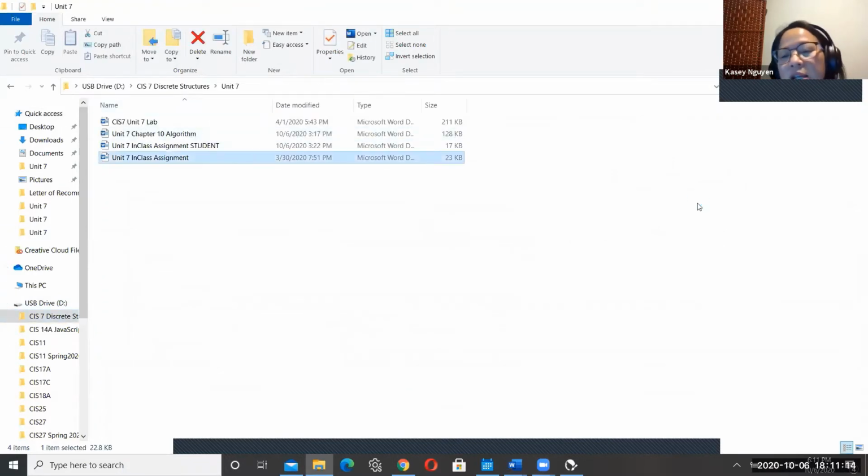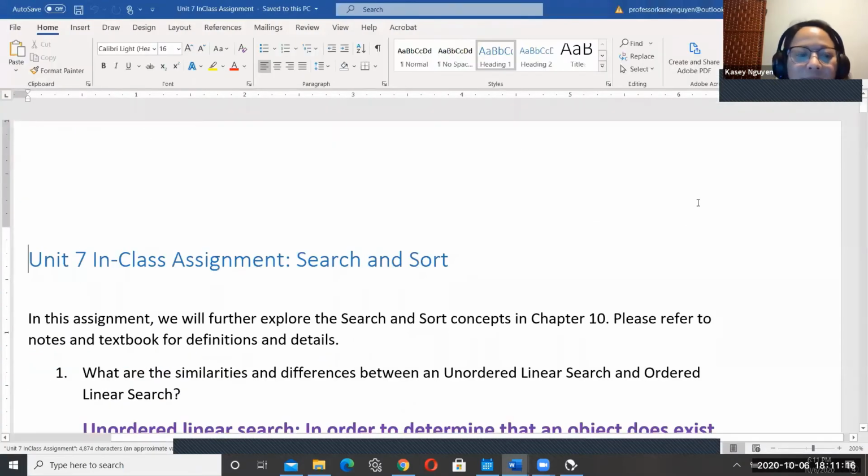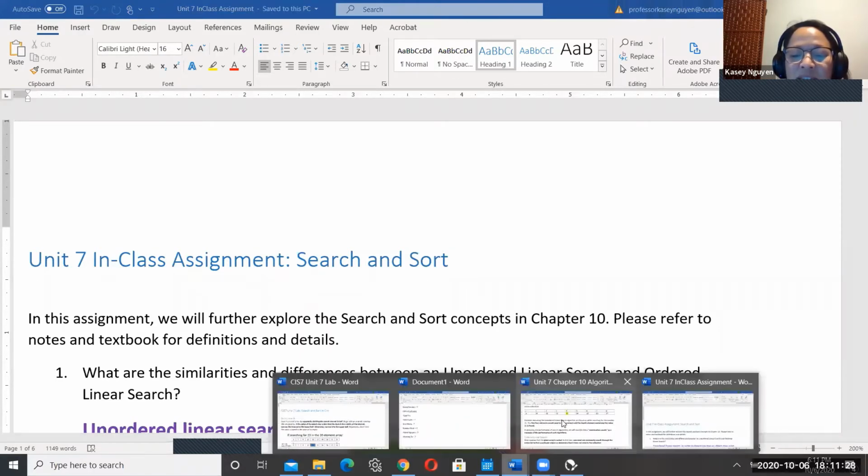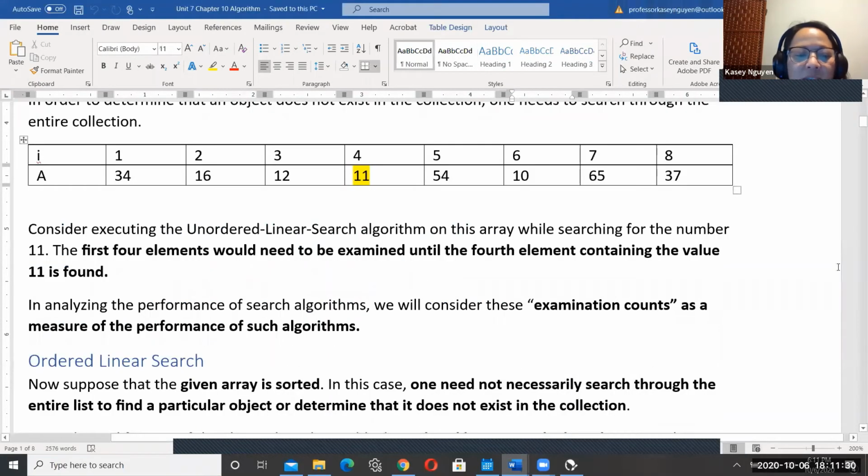Okay, so let's take a look at your assignment. From here, we have to see the differences and the similarities between the unordered and the ordered linear search. So let's talk about that first.